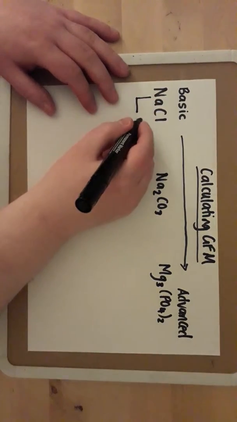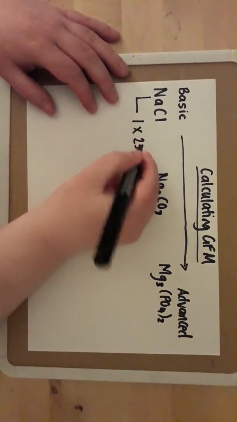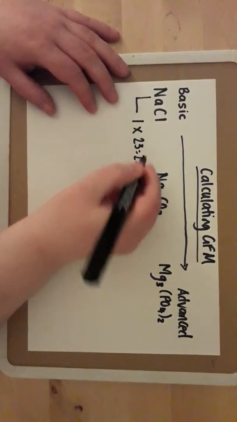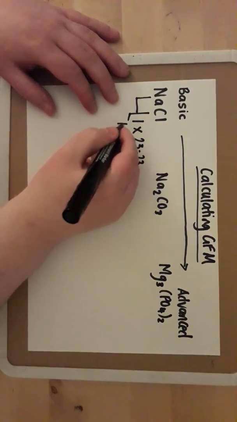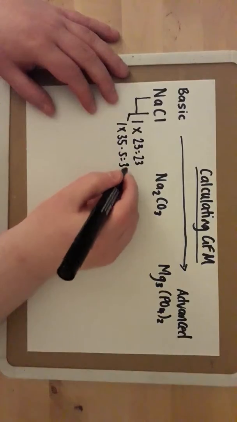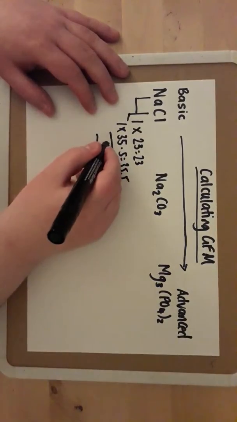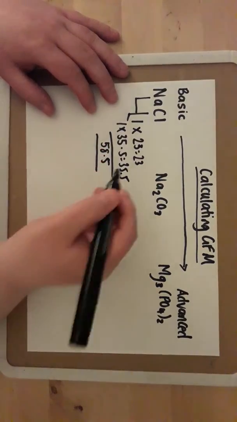So I would say, for example, I've got 1 times sodium, and if I look it up, that's just 23. And if I take the chlorine, that's just 1 times 35.5. So if I add them together, they're 58.5.